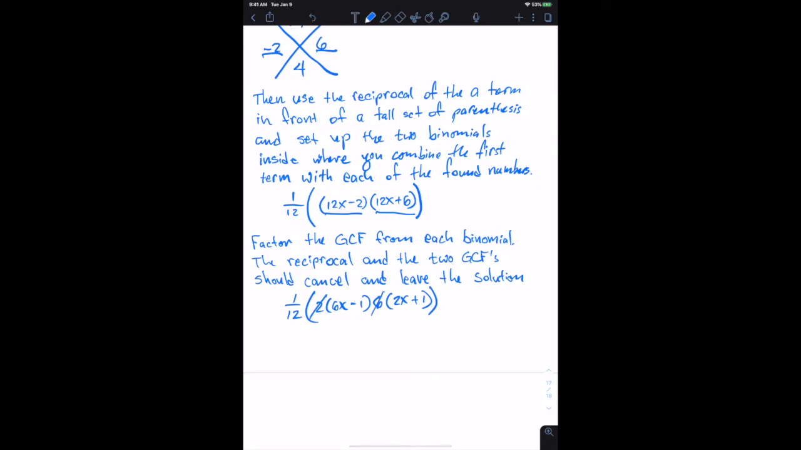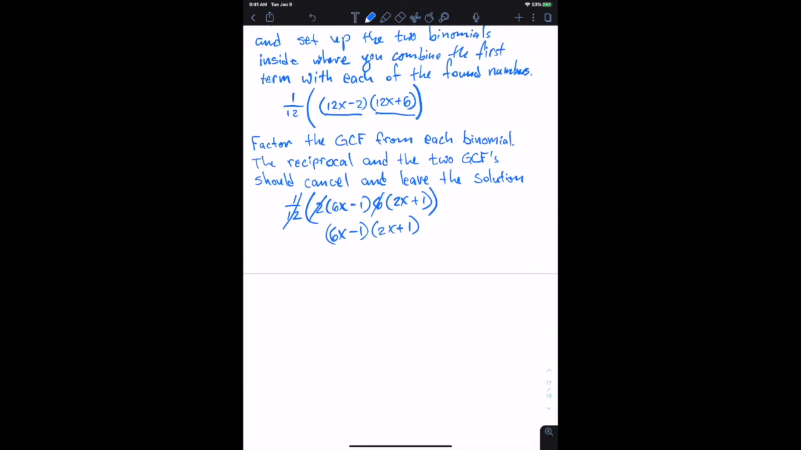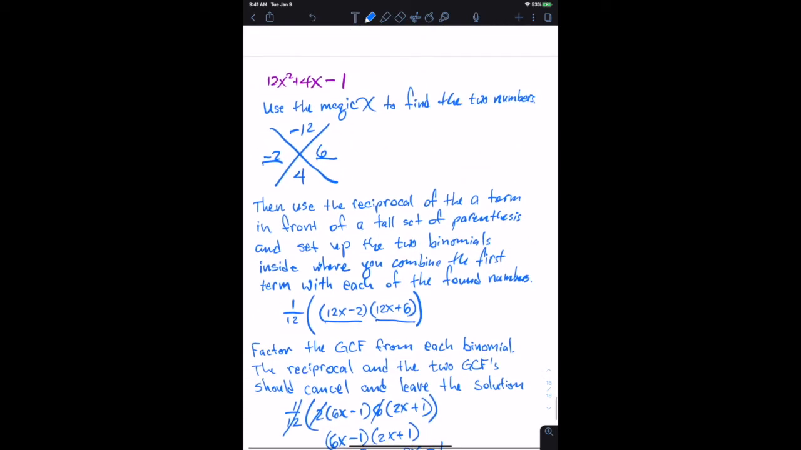2 times 6 is 12. 12 over 12 is 1. So everything cancels out. And look at what we have left over. 6x minus 1 times 2x plus 1. Now let's test to see if we got it. 6x times 2x is 12x squared. 6x times 1 is plus 6x. And -1 times 2x is minus 2x. And -1 times +1 is -1. So when we combine the middle terms, we get 12x squared plus 4x minus 1. And that's what our original problem was.